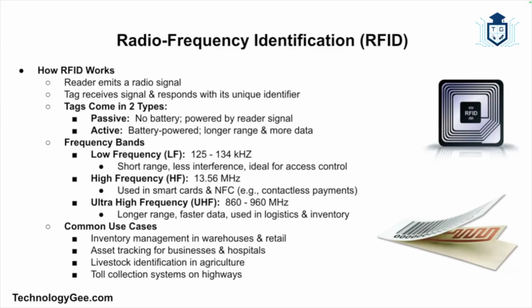Now, the tags can be passive, which means it has no battery, or it can be active, which means it is battery powered. And the frequency bands that are used, you have low frequency, and this operates at 125 to 134 kilohertz. Basically, it has a short range, and it's only good for access control. You have high frequency. This operates at 13.56 megahertz, and this is used for smart cards and NFC. You have what's called ultra high frequency, and this is 860 to 960 megahertz, and this has a longer range and faster data transfers.